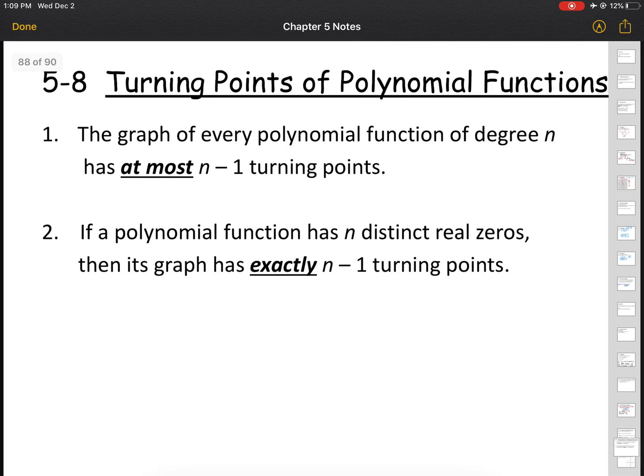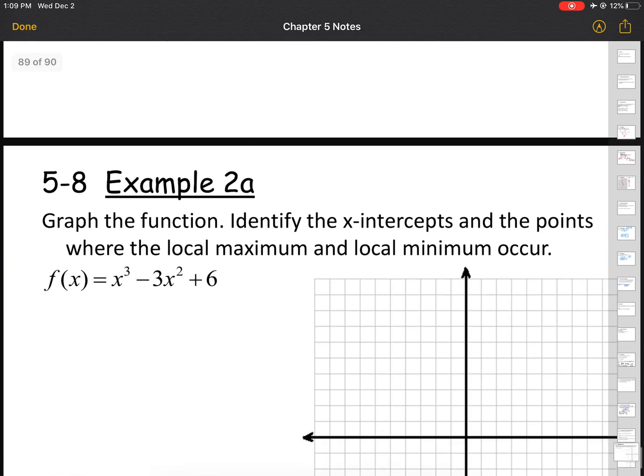So the graph of every polynomial function of degree n has at most n minus 1 turning points. And if a polynomial function has n distinct real zeros, then its graph has exactly n minus 1 turning points.